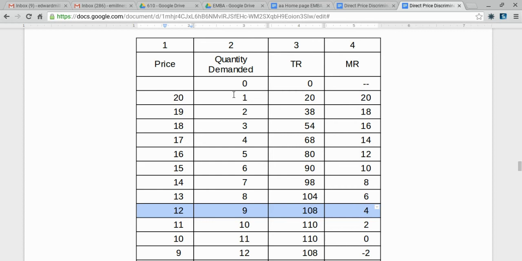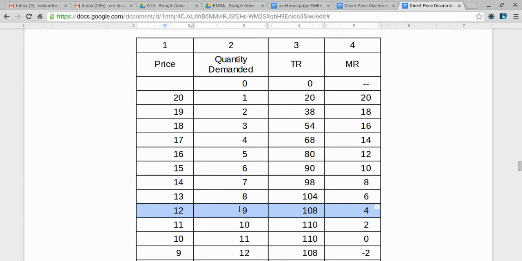So the firm wants output to go from 0 up to 9 because marginal revenue for each of those steps is greater than marginal cost. Profit falls if output goes from 9 to 10 because the marginal cost of 3.5 is higher than the marginal revenue of $2. So we now have the profit maximizing price is 12 and the profit maximizing quantity is 9.